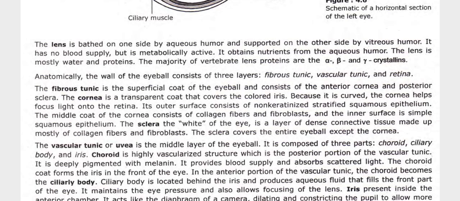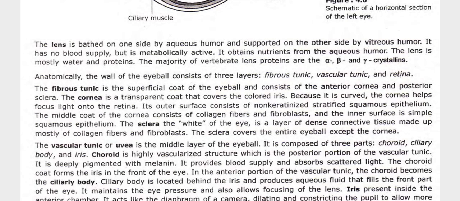Anatomically, the wall of the eyeball consists of three layers: fibrous tunic, vascular tunic, and retina. The fibrous tunic is the superficial coat of the eyeball and consists of the anterior cornea and posterior sclera. The cornea is a transparent coat that covers the colored iris. Because it is curved, the cornea helps focus light onto the retina.